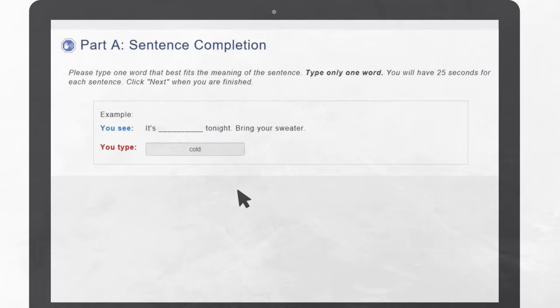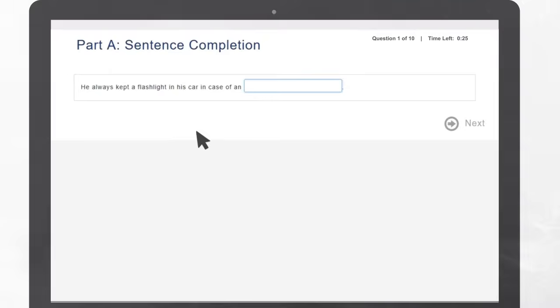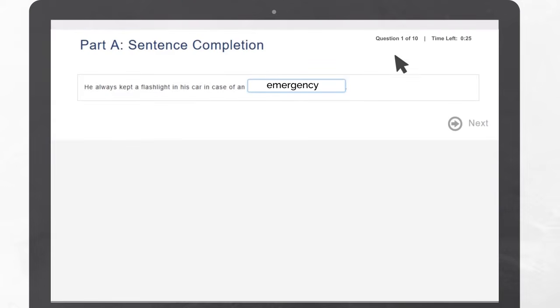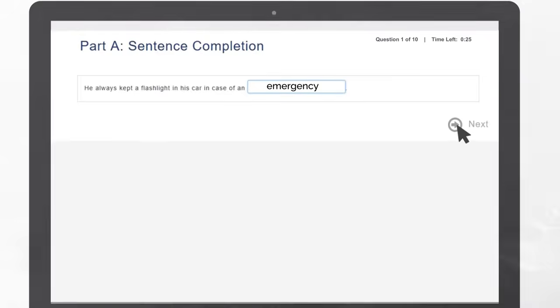Sentence completion. In Part A, you will be asked to read a sentence that has a word missing and then supply an appropriate word to complete the sentence. There are 10 questions in this section, and you will be given 25 seconds for each sentence.